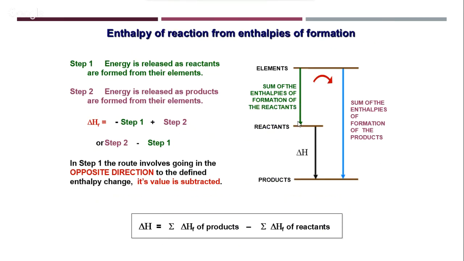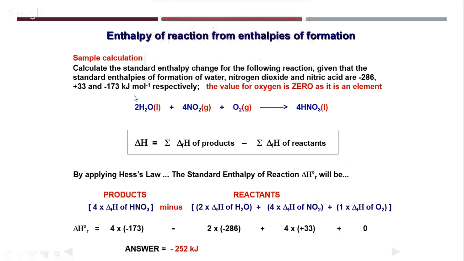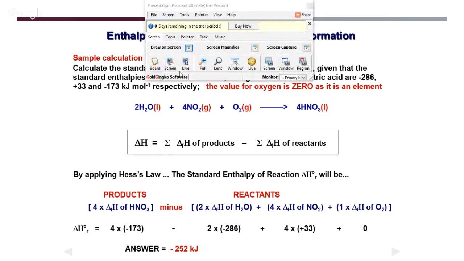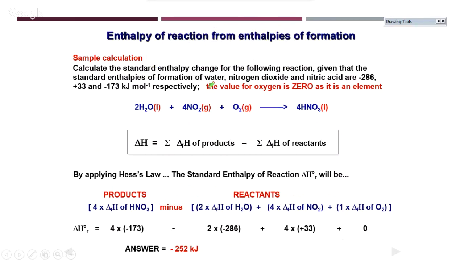Okay, now here's an example, a simple calculation that I wanted to show you. So let's say you have an enthalpy change. They've asked you to find the standard enthalpy change for the given reaction. The standard enthalpies of formation are given for water, for nitrogen, for oxygen, and for HNO3. Obviously, for oxygen it is going to be 0 because it is in the elemental form. And you have to find the enthalpy change of the reaction as such.